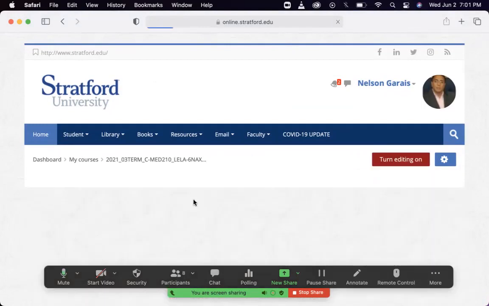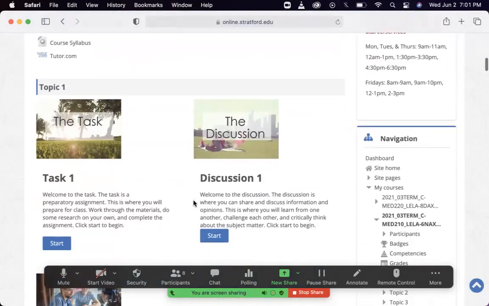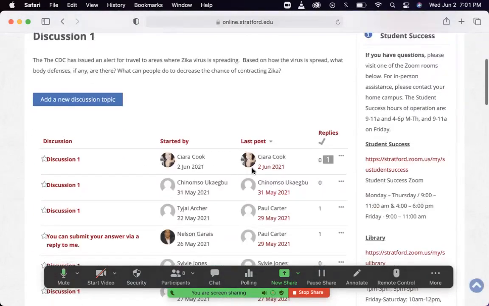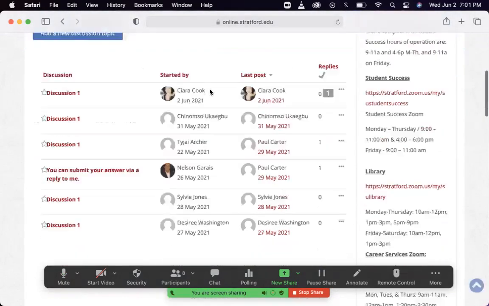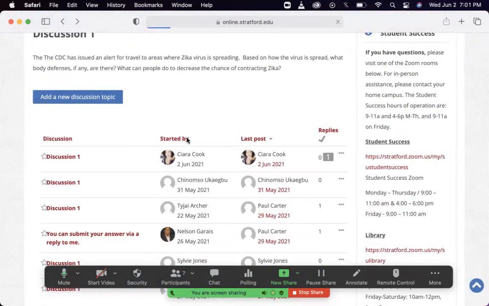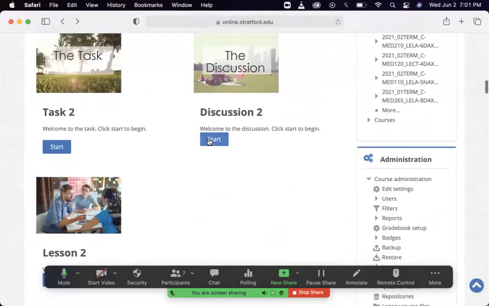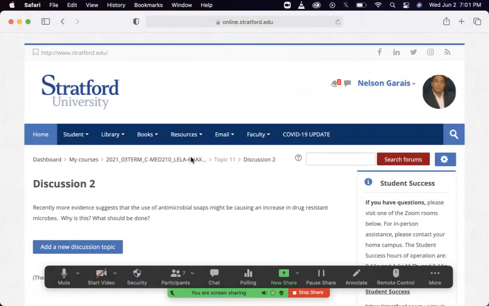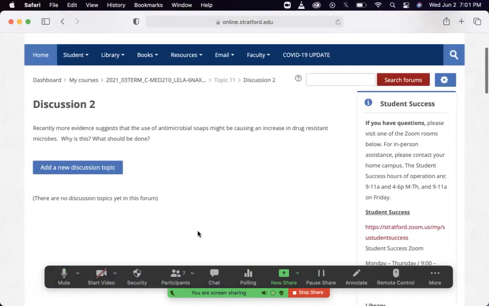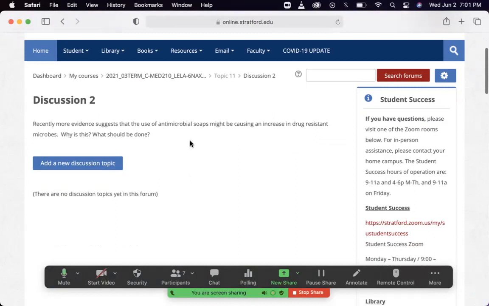Now, that's task 2. What's the discussion? Remember, your discussion, this is discussion 1, sorry, that's due today. Discussion 2: define what antimicrobial soaps are, and can it cause drug-resistant microbes? Why is this? What should be done?